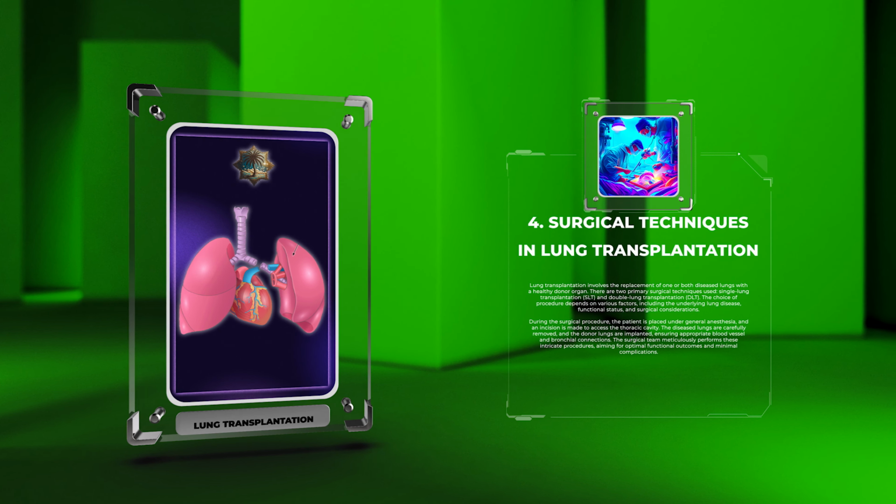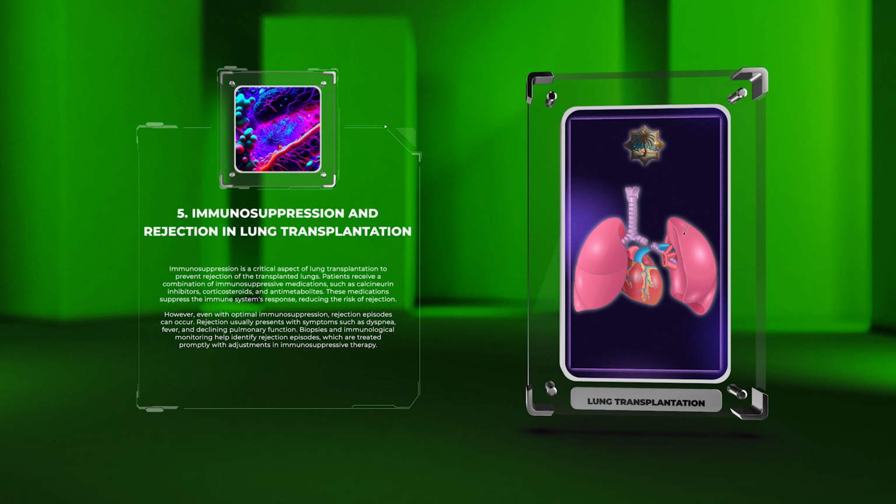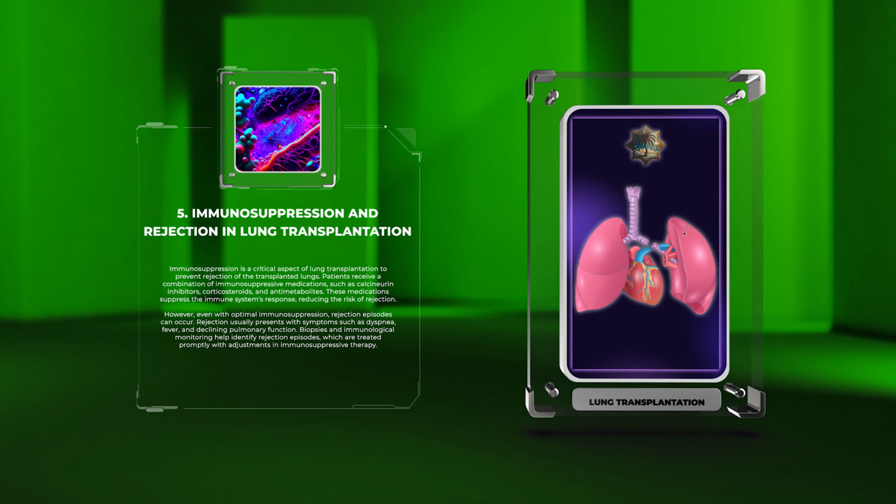Immunosuppression is a critical aspect of lung transplantation to prevent rejection of the transplanted lungs. Patients receive a combination of immunosuppressive medications, such as calcineurin inhibitors, corticosteroids, and antimetabolites. These medications suppress the immune system's response, reducing the risk of rejection. However, even with optimal immunosuppression, rejection episodes can occur. Rejection usually presents with symptoms such as dyspnea, fever, and declining pulmonary function. Biopsies and immunological monitoring help identify rejection episodes, which are treated promptly with adjustments in immunosuppressive therapy.